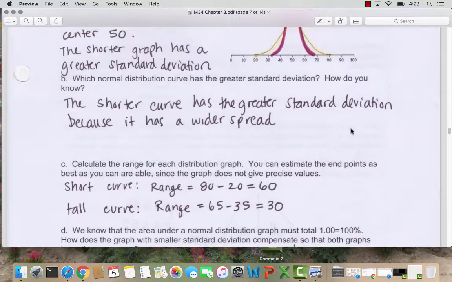So now we want to calculate the range for each graph. For the short curve, the yellow curve, we could say 80 subtract 20 is our range. It has a range of 60. And for the tall curve, we could say 65 subtract 35, which gives us a range of 30.